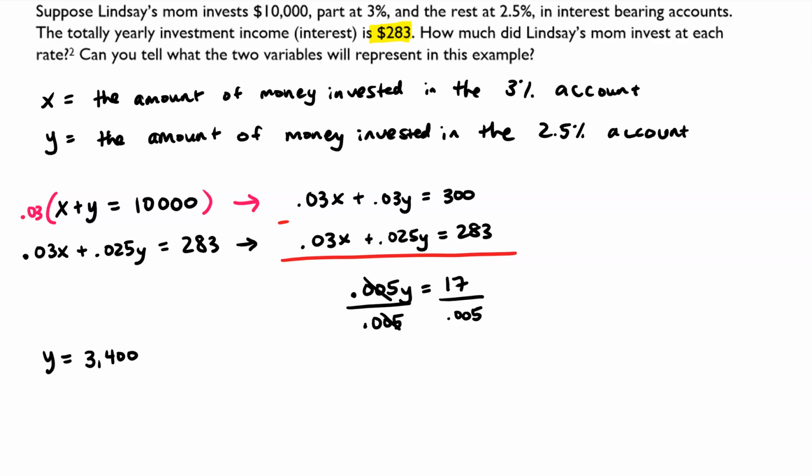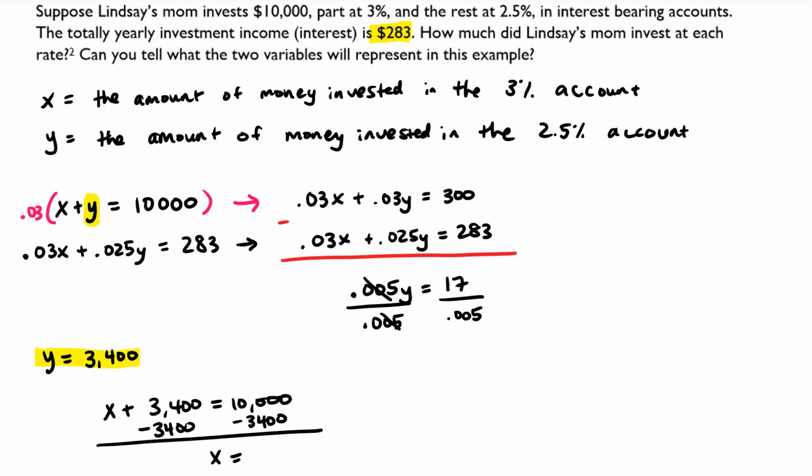Okay, now I want to solve for my x value, so I'm going to take that and plug it into the y value right there in that first equation. So I get x plus 3,400 is equal to 10,000. And then if I subtract 3,400 from both sides, I get that x is equal to 6,600. And maybe I'll just highlight that to represent my final answer.